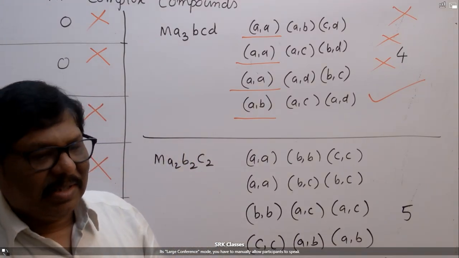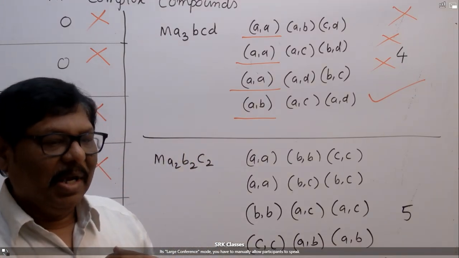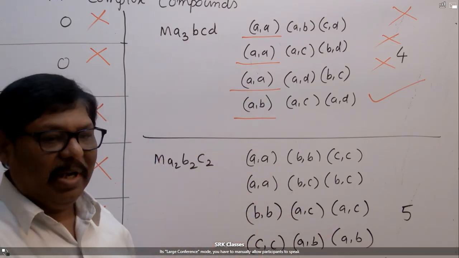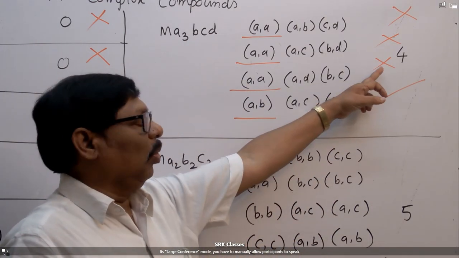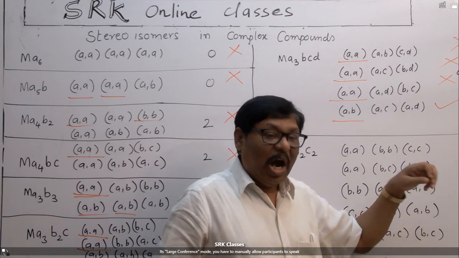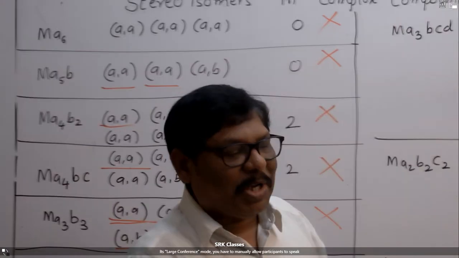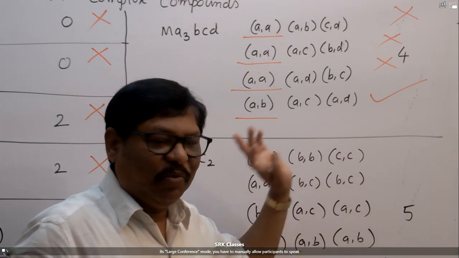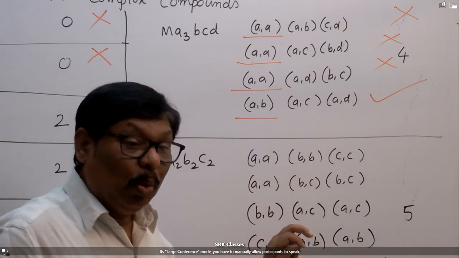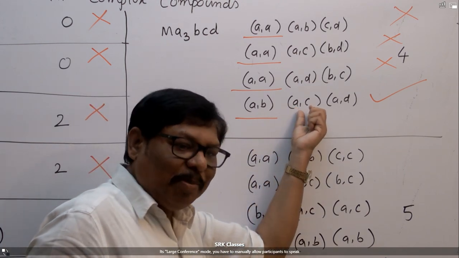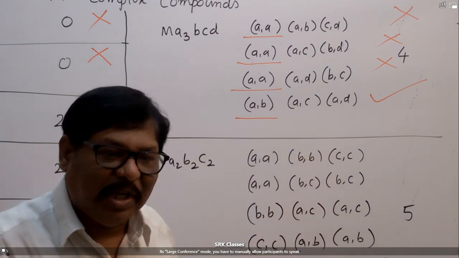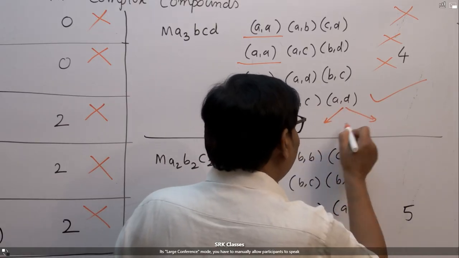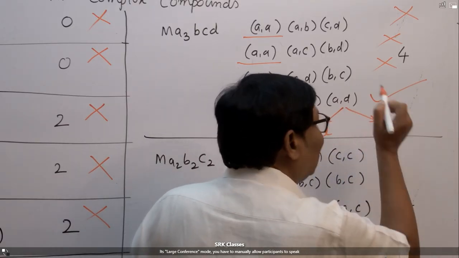Now the question is, suppose I ask, how many geometrical isomers are possible for Ma3BCD? What should be your answer? 4. In the same way, how many optical isomers are possible? Is it 1 or 2 or 3 or 4? The answer is 2. This compound shows optical isomerism, and 2 optical isomers are possible. One is the D compound, the second one is the L compound.